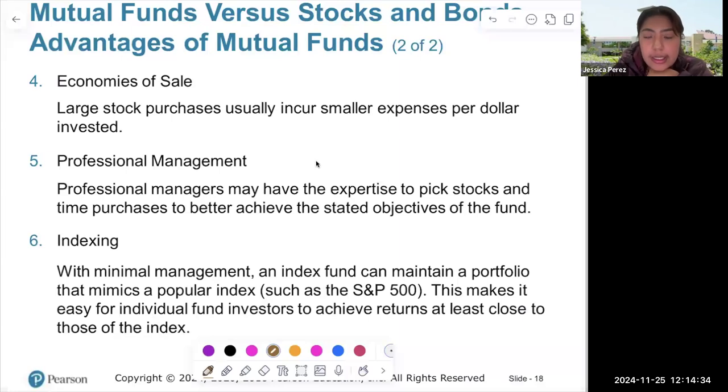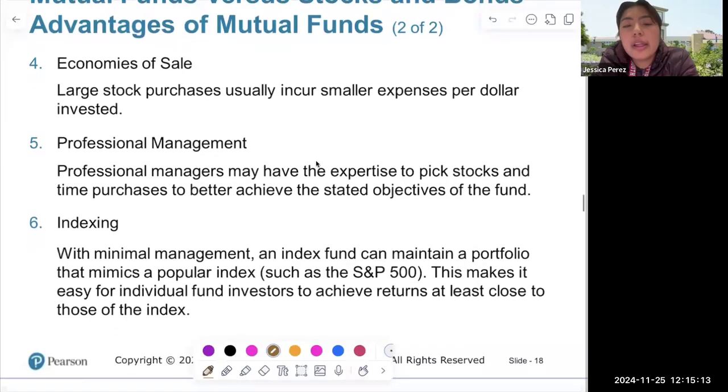There's also indexing with minimal management. An index fund, this is an example of a fund, can maintain a portfolio that mimics a popular index such as the S&P 500. This makes it easy for individual fund investors to achieve returns at least close to those of the index. So what the index fund does is try to return as much as possible. Remember when we saw the return for that first example, we want that money to increase, right? We want to make sure that we always have money in those particular funds.